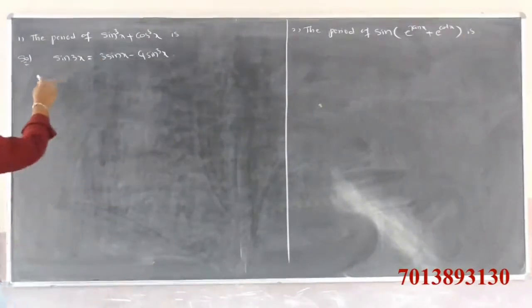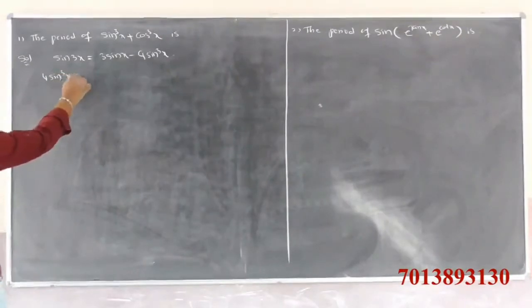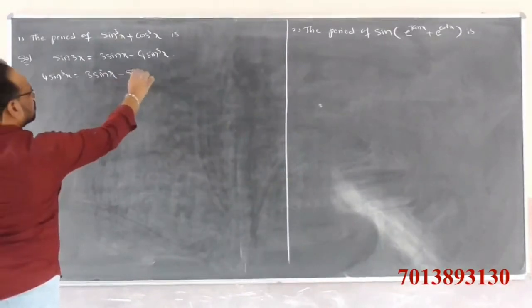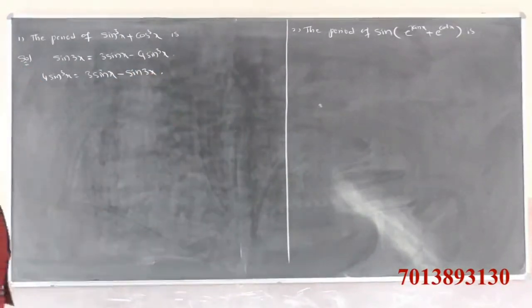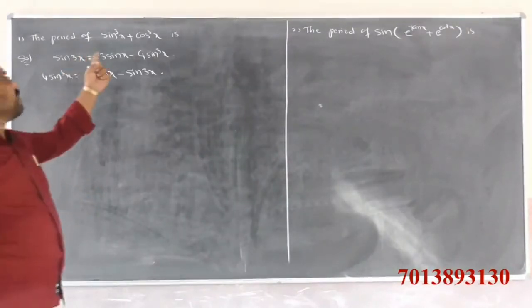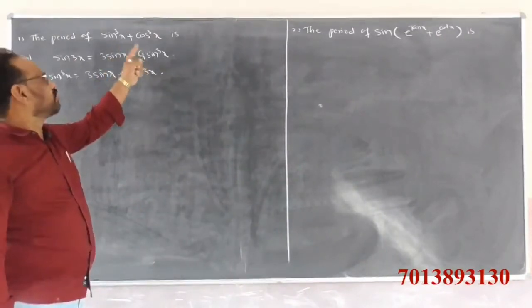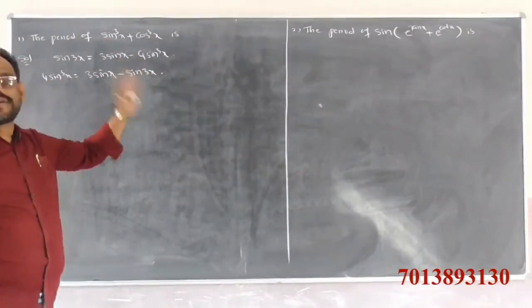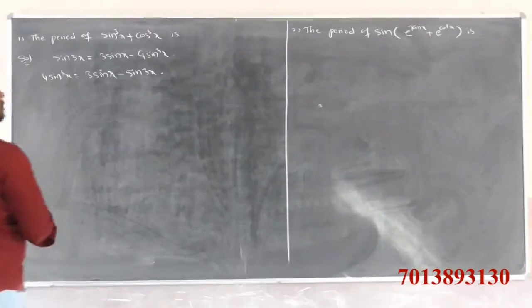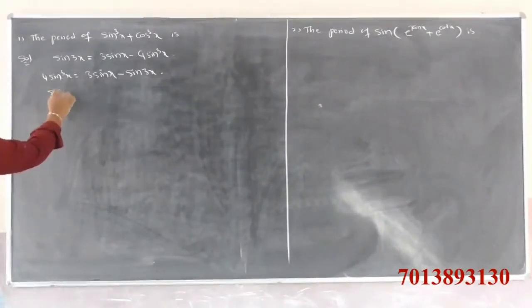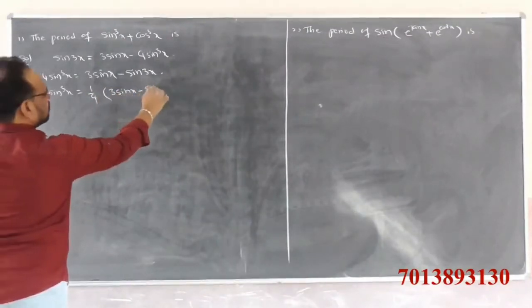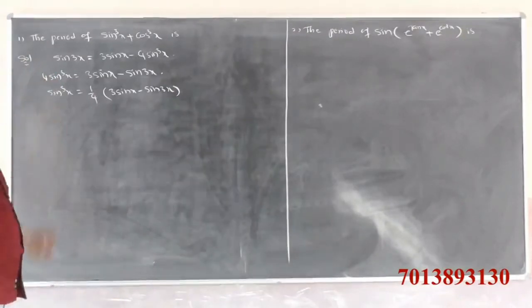If you transpose here, we get 4 sin cube x is equal to 3 sin x minus sin 3x. We don't have to find the period of sin cube x plus cos cube x directly, so convert it in terms of sin and cos. So sin cube x is equal to 1 by 4 times of 3 sin x minus sin 3x.